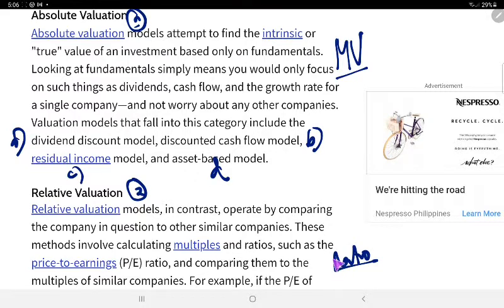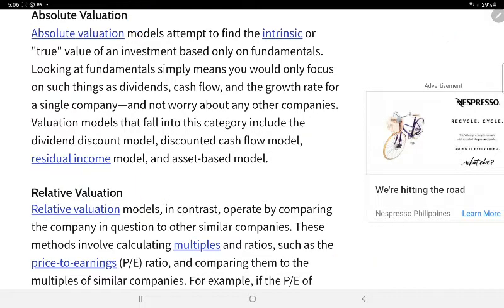in our text, that's where you have the price to earnings, and you also make use of the price to book ratio. Okay, so let's take a look at each one with regards to the absolute valuation and the relative valuation.